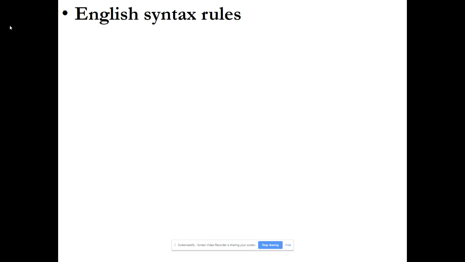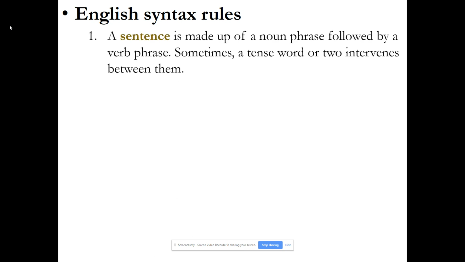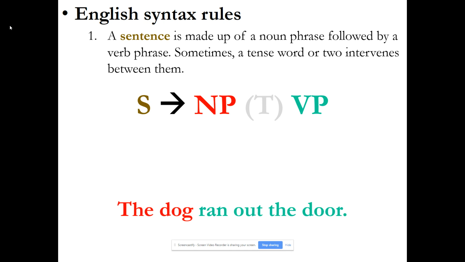So here we go. The English syntax rules. First thing, a sentence in syntax is made up of a noun phrase followed by a verb phrase. And sometimes there is a tense word, or in a few cases, two tense words that intervene between them. So this is how we're going to represent it. The S, sentence, is brown, and that is composed of, that's what the arrow means, a noun phrase followed by an optional tense word, followed by a verb phrase. So, the dog ran out the door.